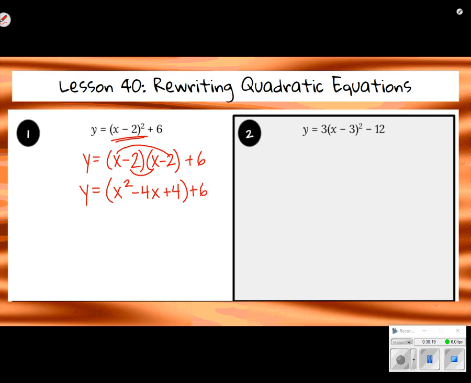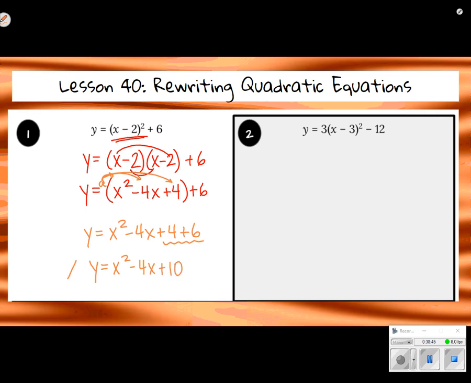Now, if there was an a value in front, I would want to distribute that, but my a value right now is 1. So distributing a 1 isn't going to change anything. So I have x squared minus 4x plus 4 plus 6, and then I have some like terms I can combine. Y equals x squared minus 4x plus 10.